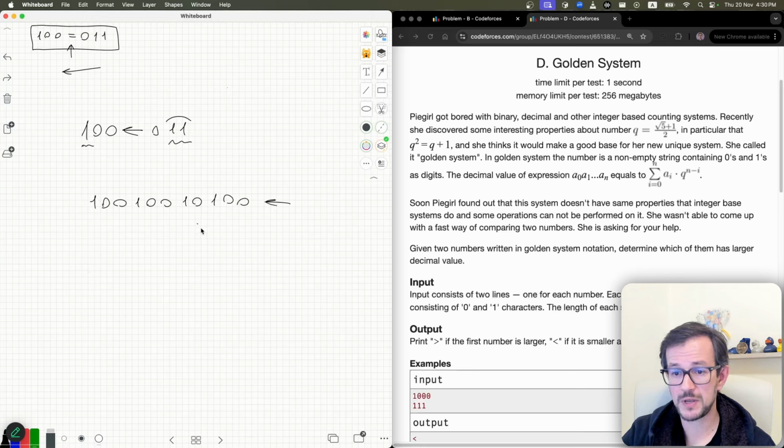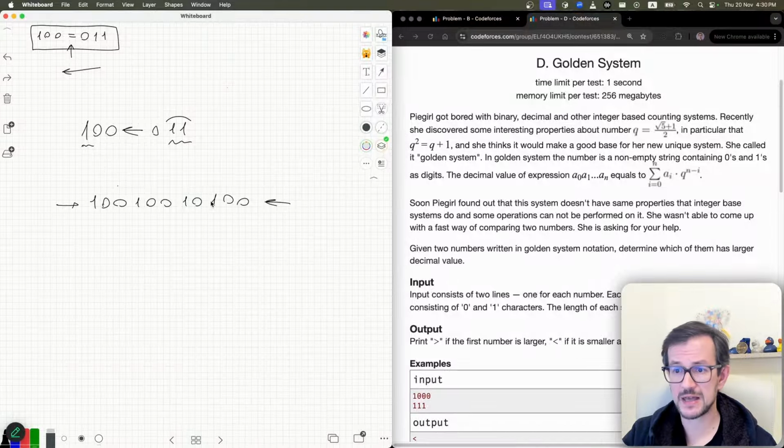And this will be the canonical representation of the number. Now, I claim that these canonical representations can be compared just as normal numbers. So we just compare numbers left to right, and that's it, like normal numbers. Why is it so?